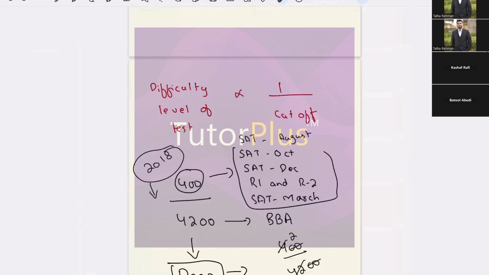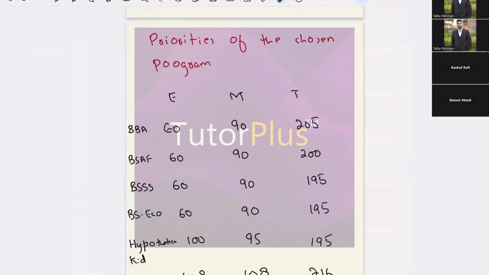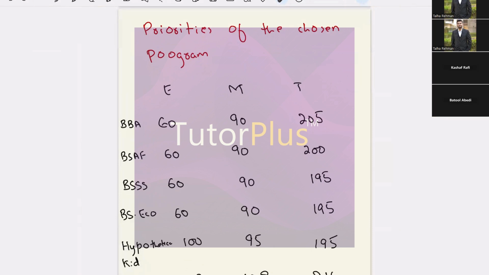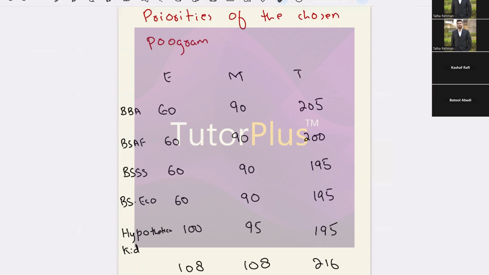The next thing I would like to talk about here is the priorities of the chosen program data. Please notice how the priorities over here work. Whenever you're filling out the form for IBA, you would see a drop-down menu, and it would display a list of a few degrees. For example, if you were to apply to one of these programs, including BBA, Accounting and Finance, Social Sciences, BS Economics, please notice that, hypothetically speaking, these numbers are based on assumptions, so you do not really have to take anything for granted over here.